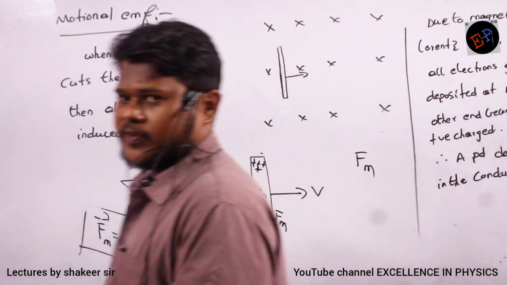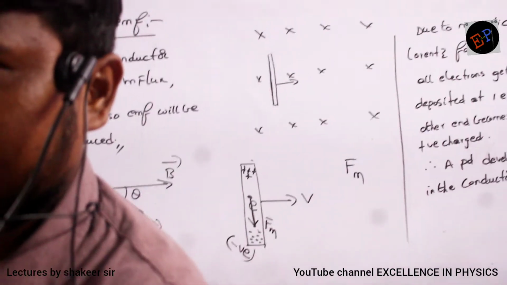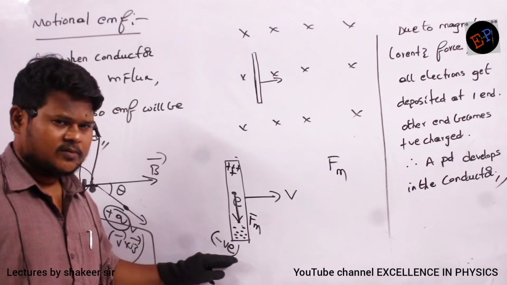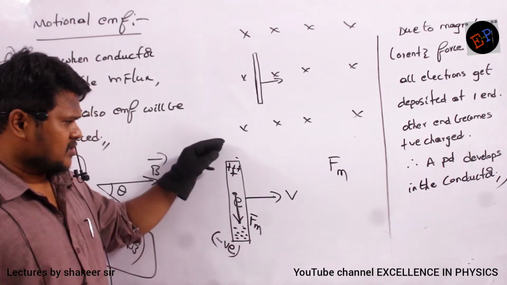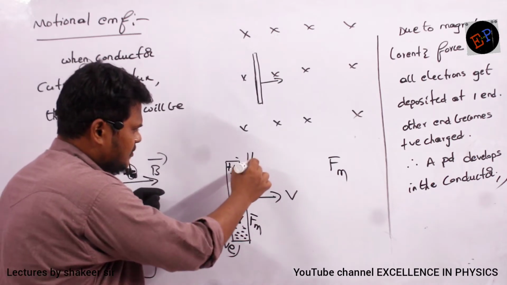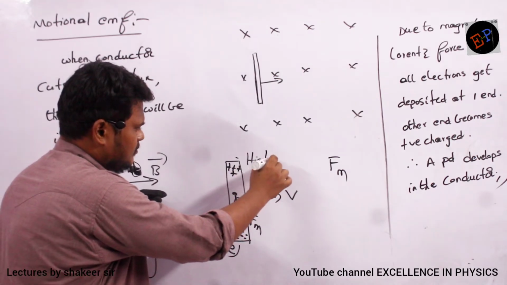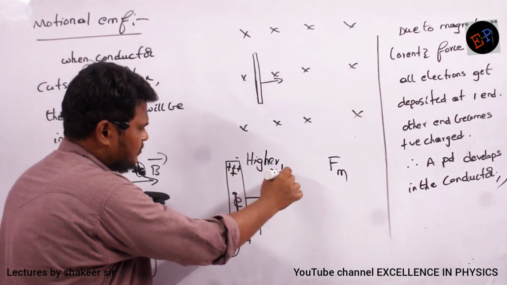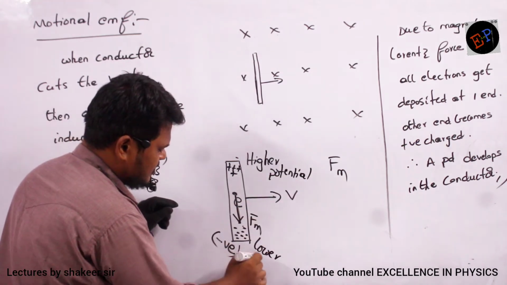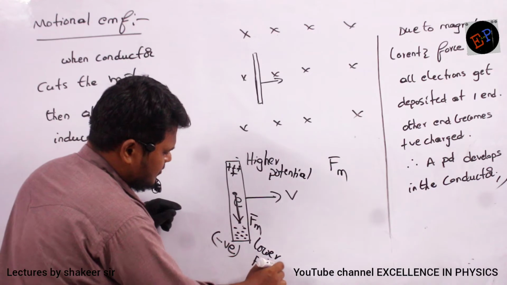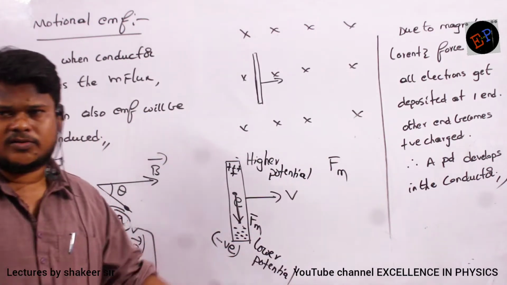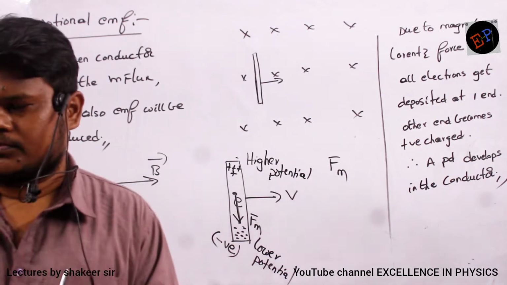Clear, no? So whenever a conductor cuts a flux, immediately electrons get deposited at one end, and positive charges get deposited at the other end. So this end is at higher potential, and this end is at lower potential. Therefore an EMF gets developed in the conductor, and if it is a closed conductor, current also will flow because EMF is there.